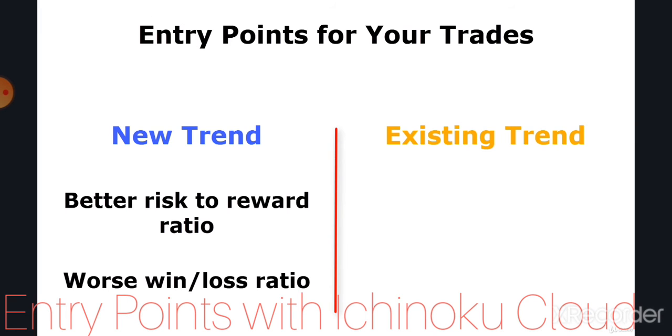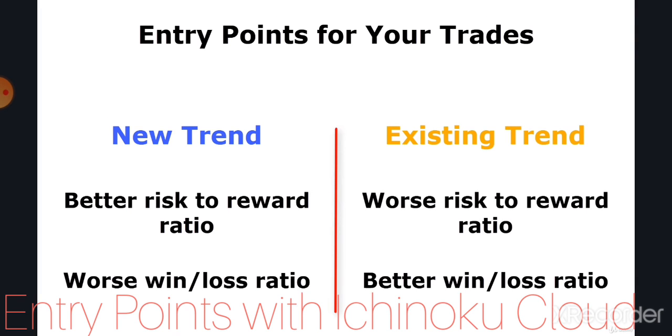The second difference is that trading an existing trend allows you to have less false signals because the market already confirmed that the trend is strong, but many times you will not have a great risk to reward ratio. This means that your win-loss ratio is usually higher, but your risk to reward ratio is lower.